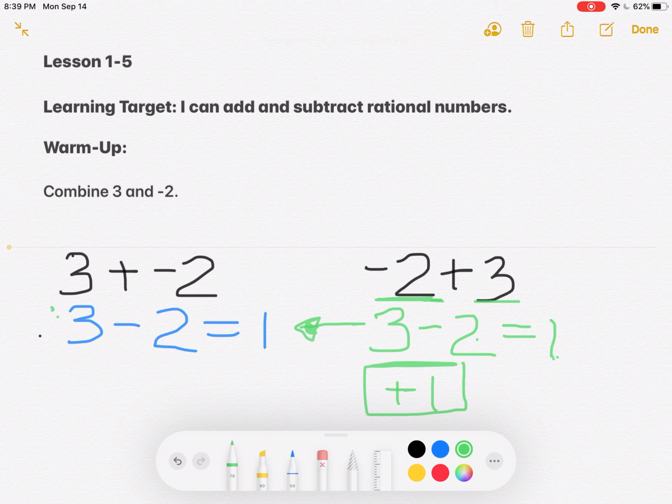So the second process requires an additional step when we add a positive and a negative, but if we can just turn our addition into subtraction, it makes our lives a little bit easier because we have the simple expression which we already know how to do.